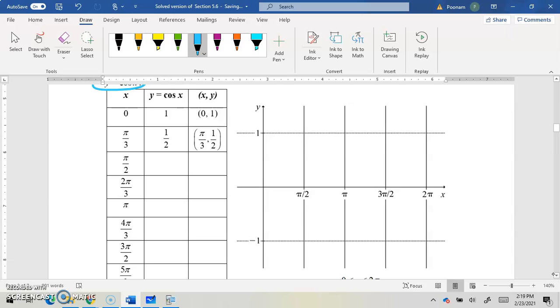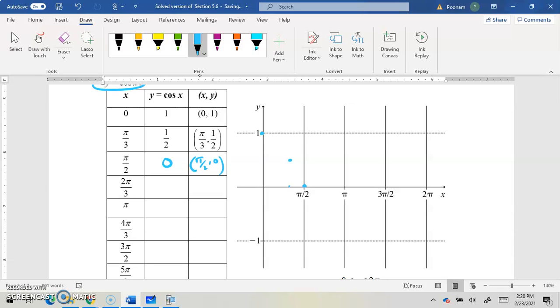At x equal to 0, cos of 0 is 1. So the point on my grid would be (0, 1). So at 0, the graph is at 1. At pi by 3, which is 60 degrees, the cos value is half. So at pi by 3 somewhere it will be half. At pi by 2, cos is 0. So the point is (pi by 2, 0). The point on the graph will be here.